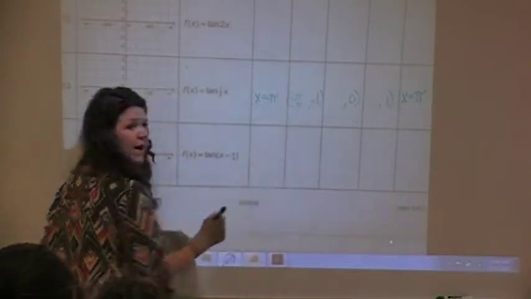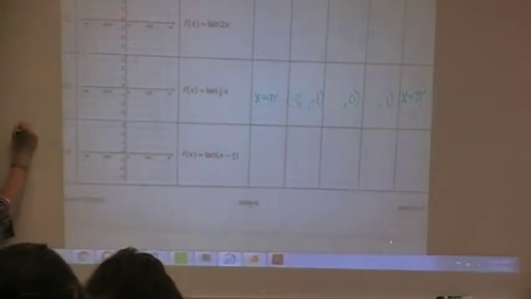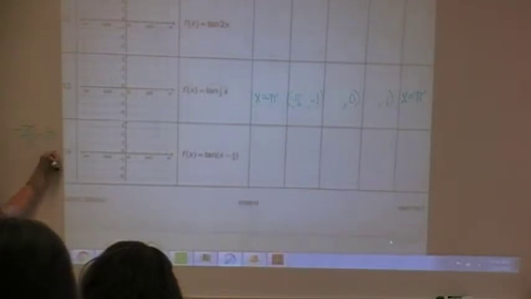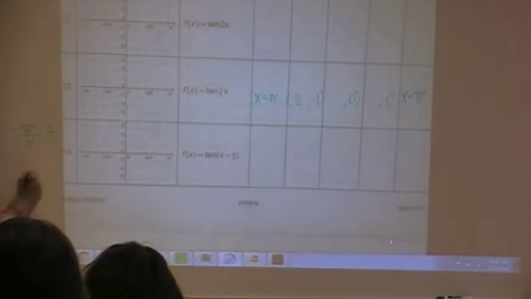Does everybody know how I got that? Because negative pi over 4 divided by one half is negative pi over 4 times 2 over 1. So that would be negative 2 pi over 4, which simplifies.